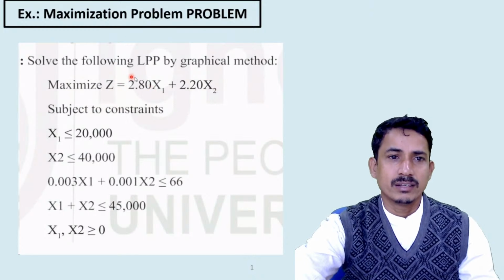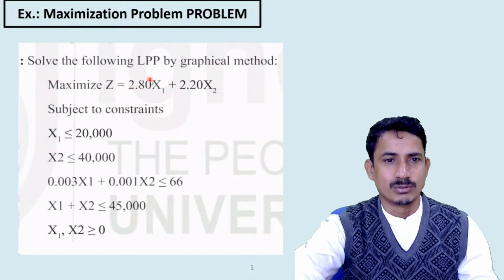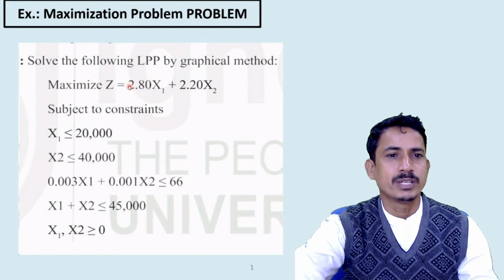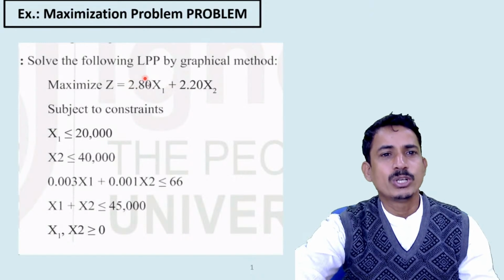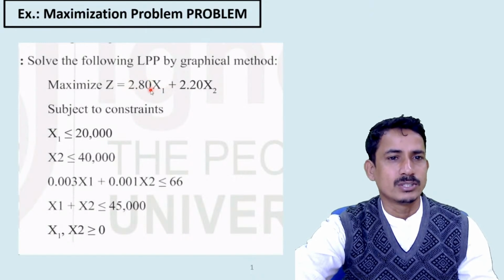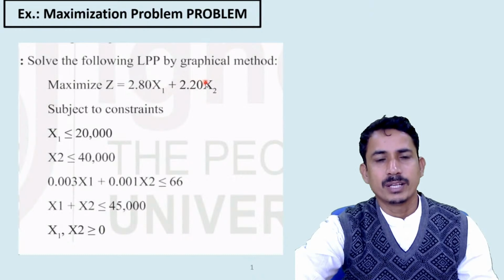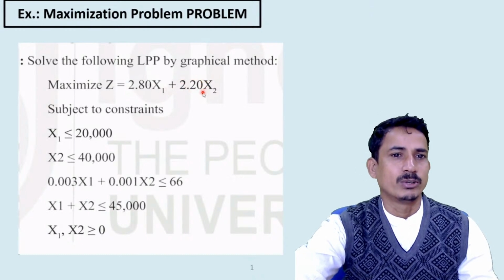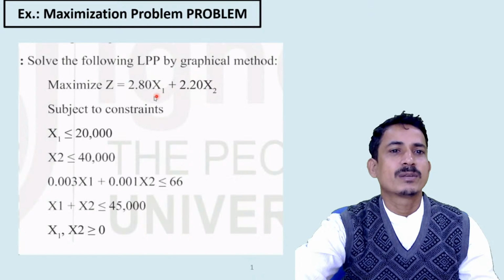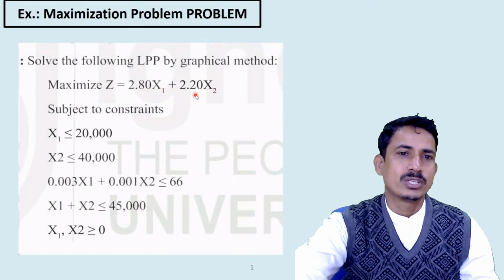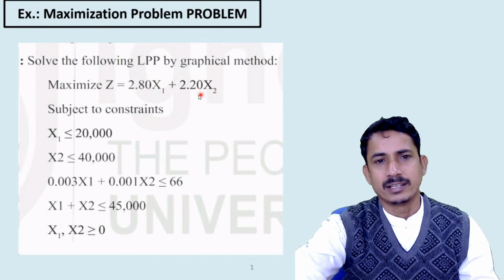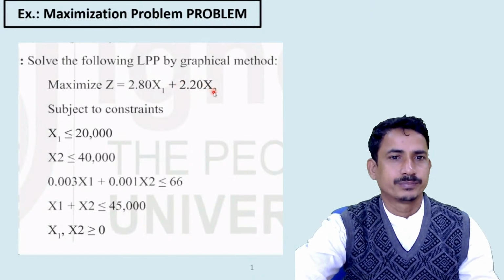So here, for each unit of x1, the benefit is given. Profit or sales, usually profit, the values in the form of rupees or any currency. So here, for example, if you talk about profit, each unit of x1, the profit is 2.80. Each unit of x2 product, the profit is 2.20. Like this, if you are producing x1 number of units, it will be 2.8 x1. And if you are producing x2 number of units of the second item, it is 2.2 x2.